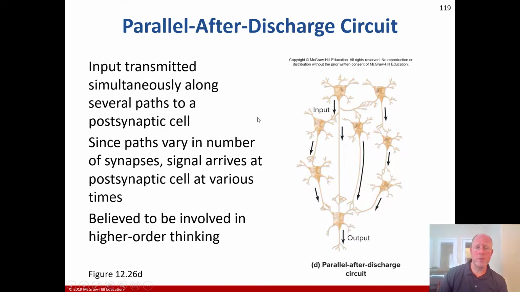Then the parallel after-discharge circuit: input is transmitted simultaneously along several paths to a postsynaptic cell. So it comes along several pathways until it meets this postsynaptic cell here. Since paths can vary in number of synapses, the signal arrives at the postsynaptic cell at various times, so it doesn't come at the same time. It's believed to be involved in higher-order thinking, where you might see a parallel after-discharge circuit. You should certainly know examples of each, and generally how each one works.